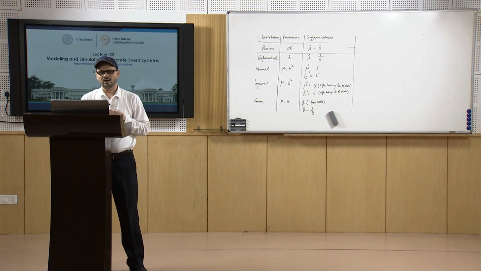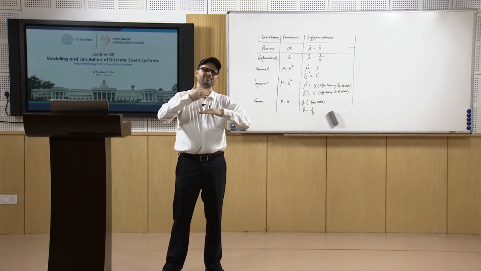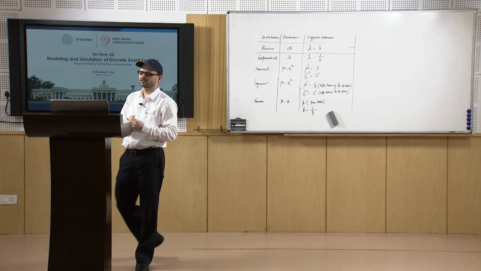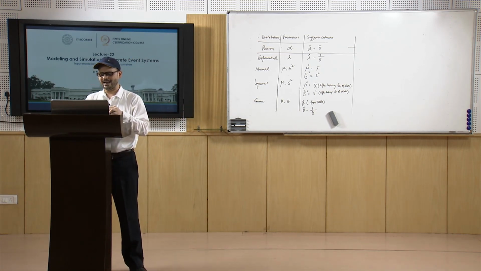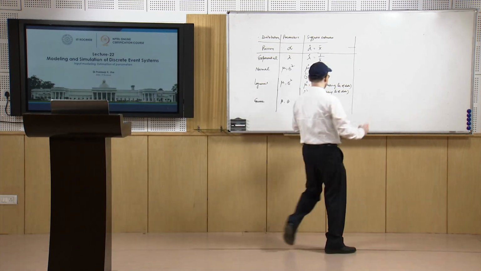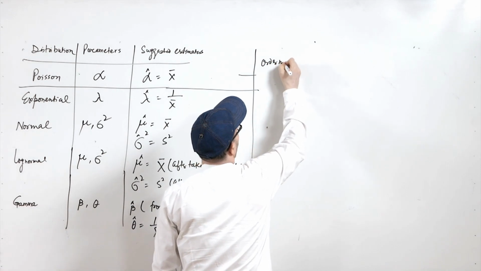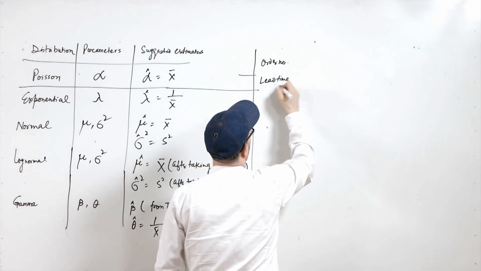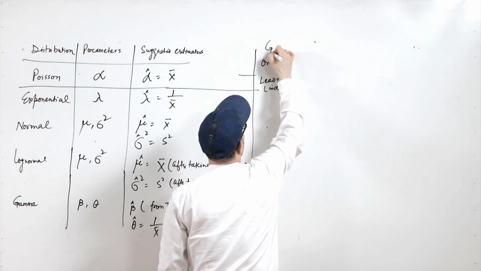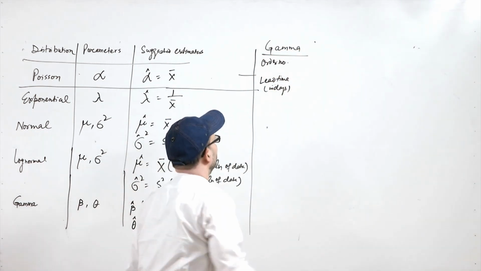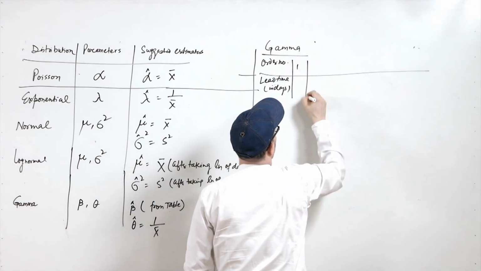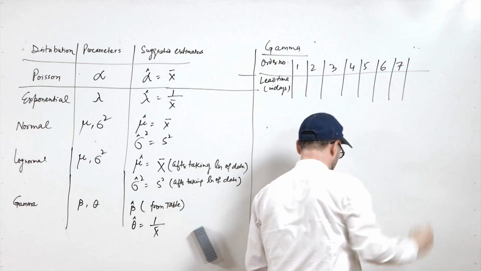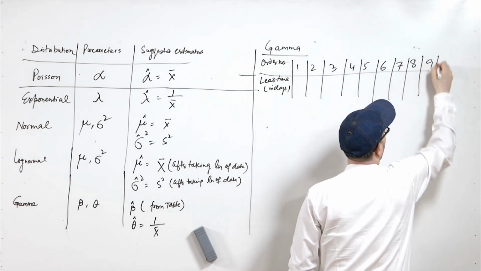In the gamma distribution, suppose for an inventory model, in every order the lead time is said to be gamma distributed, and that data is given to you. So, suppose this data is given to you as this. You have the order number and then you have the lead time in days. This is for the gamma distribution. The data is given like 1, 2, 3, 4, 5, 6, 7, 8, 9, 10.